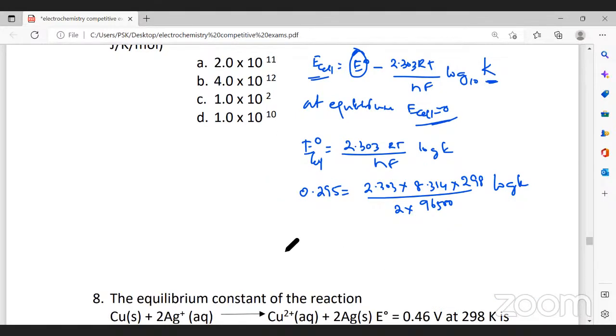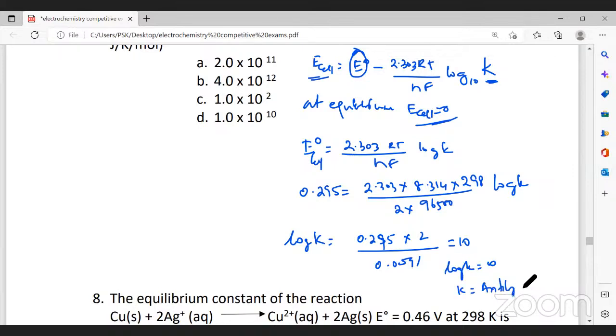So log K will be, on cross multiplication and simplifying, 0.295 into 2 divided by 0.0591. Simplify this mathematically, and we get 10. Log K is 10. So what will be K? K will be the anti-log of 10, which is 1 into 10 to the power 10. Therefore, the answer for this question is option D.